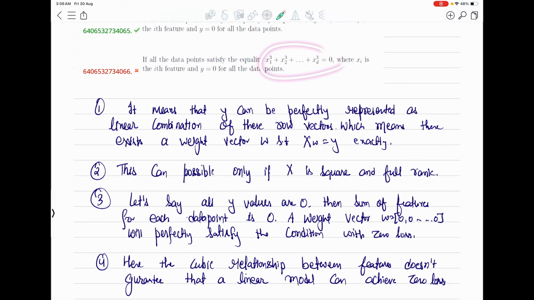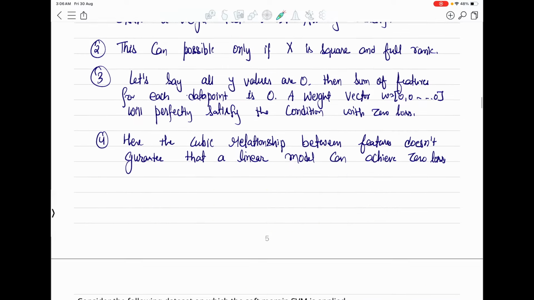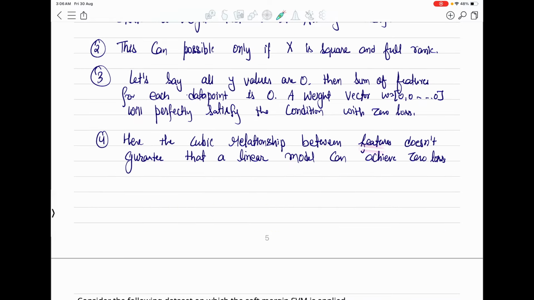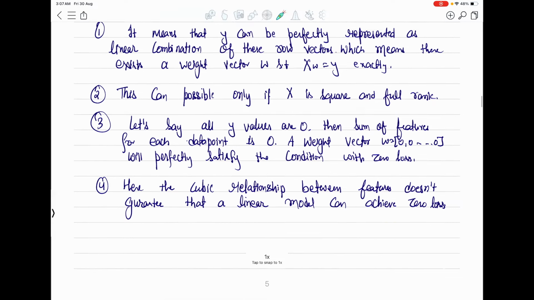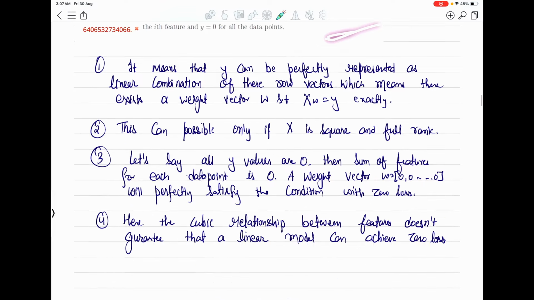Next, if all the data points satisfy this equality, where xi is the ith feature and yi is equal to 0. So look at it. It is nothing but a cubic relationship. As it is a cubic relationship between the features, it does not guarantee that a linear model can achieve a zero loss, because it is a cubic, right? Cubes are like this, correct? So it does not guarantee that a linear model can achieve a zero loss on this cubic relationship. That's why it is not a correct option.